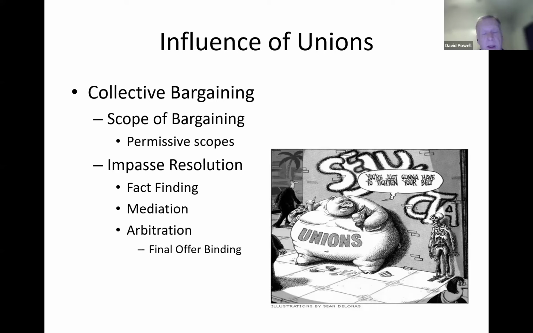I may be wrong, but I believe that the collective bargaining agreement between the California Faculty Association and the Cal State system consists of 41 different articles, each article looking at a different topic. So it's a very, very lengthy, very detailed type of document. That's true for most collective bargaining agreements.